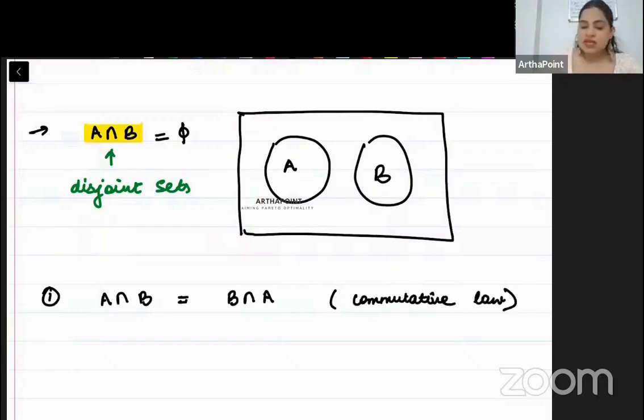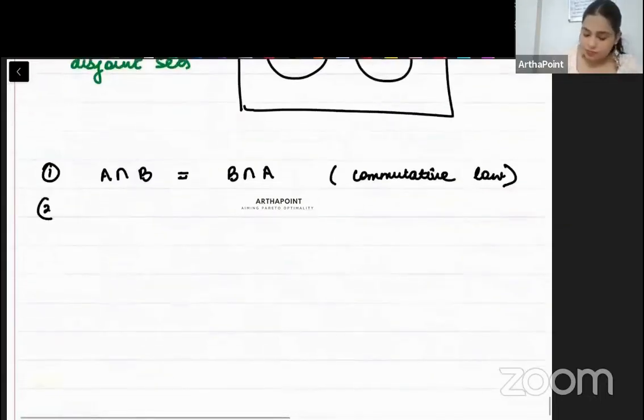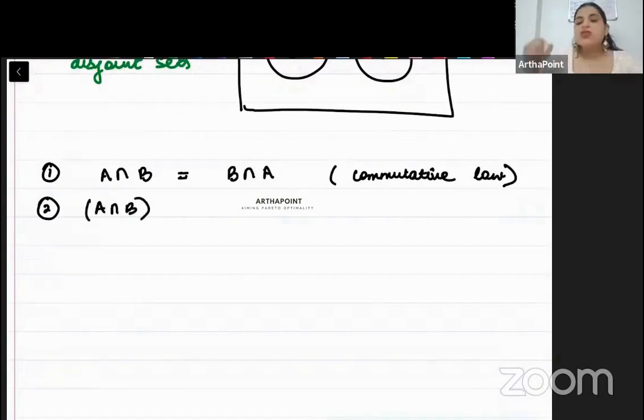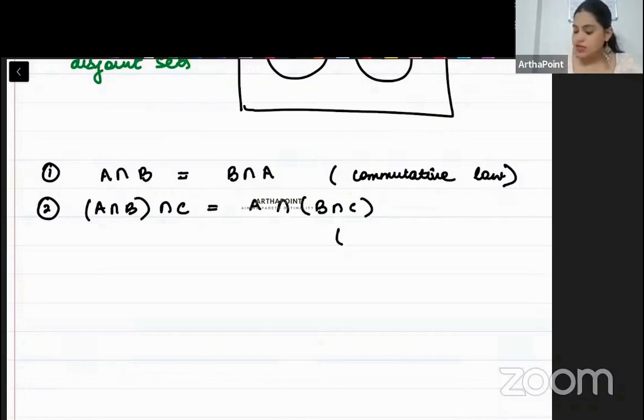Okay, beta. Second property. The second property says that if you do A intersection B, that means you find common between A and B. और जो भी common आता है, you find it's common with C. Or you find common between B and C first and then it's common with A. Beta, you will get the same answer. This is known as associative law.